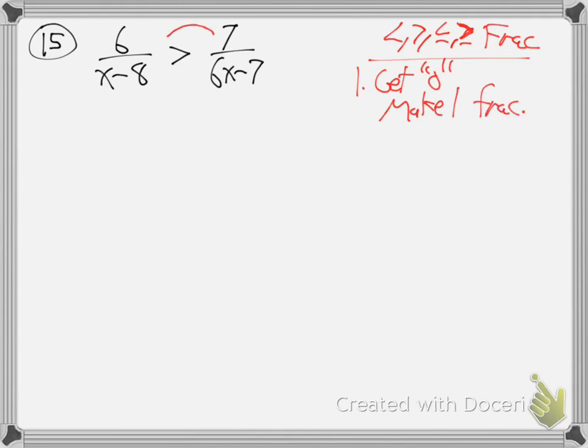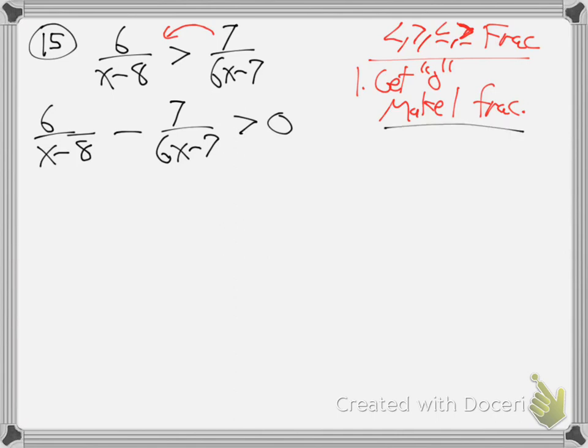So first off, I'm going to bring this over. So we'll get 6 over x minus 8 minus 7 over 6x minus 7 greater than 0. So get a 0. Got that. When things jump to the other side, they switch signs. So there's that. And make it one fraction. How am I going to make them one fraction? Well, common denominator. You got to multiply top and bottom of this one by 6x minus 7, and top and bottom of this one by x minus 8.